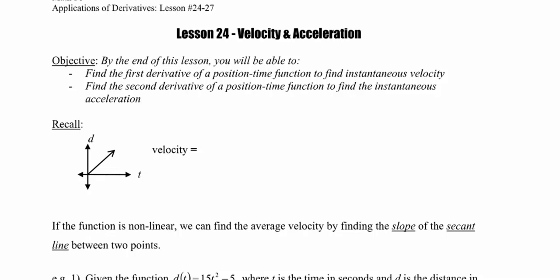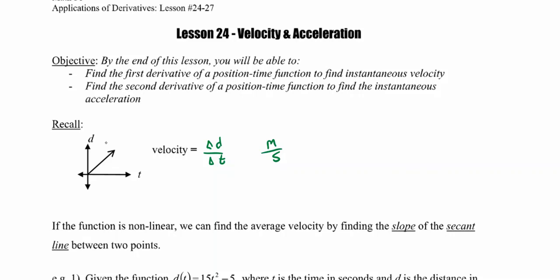We're going to be applying derivatives to physics, really. If we have some position time function, we'll be able to take the derivative of that to find velocity and the second derivative to find acceleration. If you recall, velocity is just a change in distance over a change in time, which makes sense because the units are meters per second.